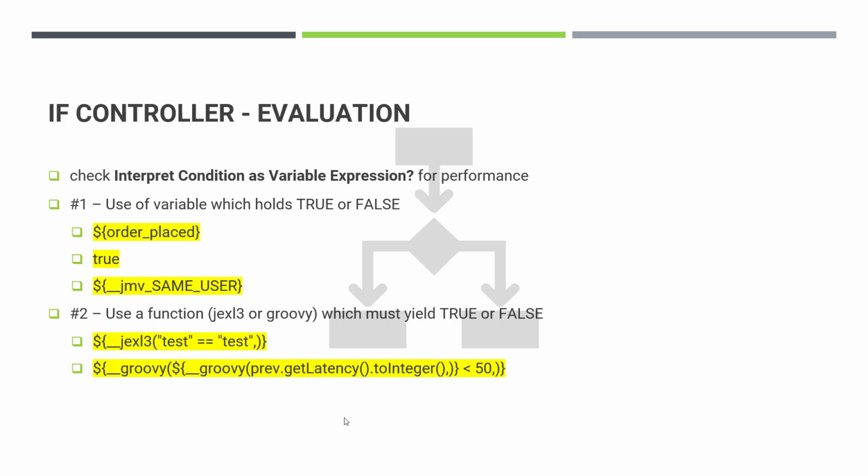In this case, JEXL3 will compare the two strings, test equals test, and then it will return true. In the second example, we are getting the latency from the previous HTTP sampler, converting it to an integer, and then evaluating whether it is less than 50 or not. Based on the output, it will execute further, otherwise it will go to the next element.